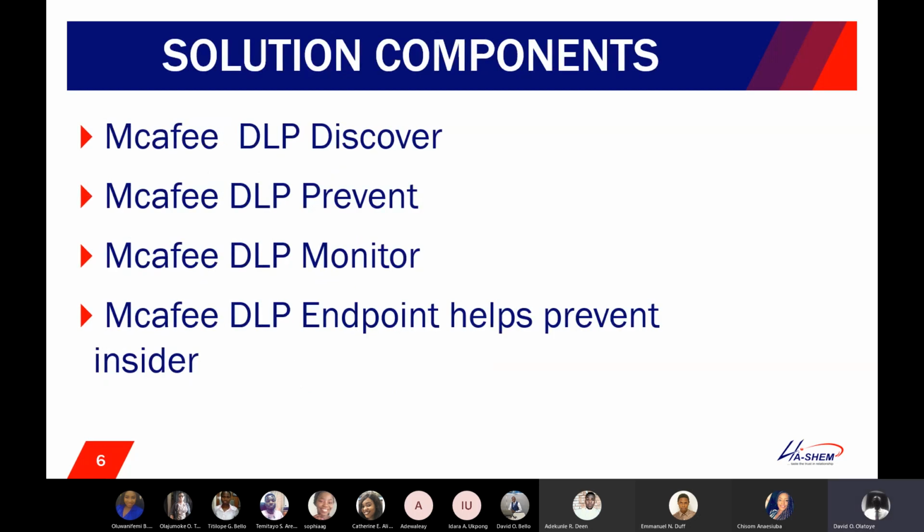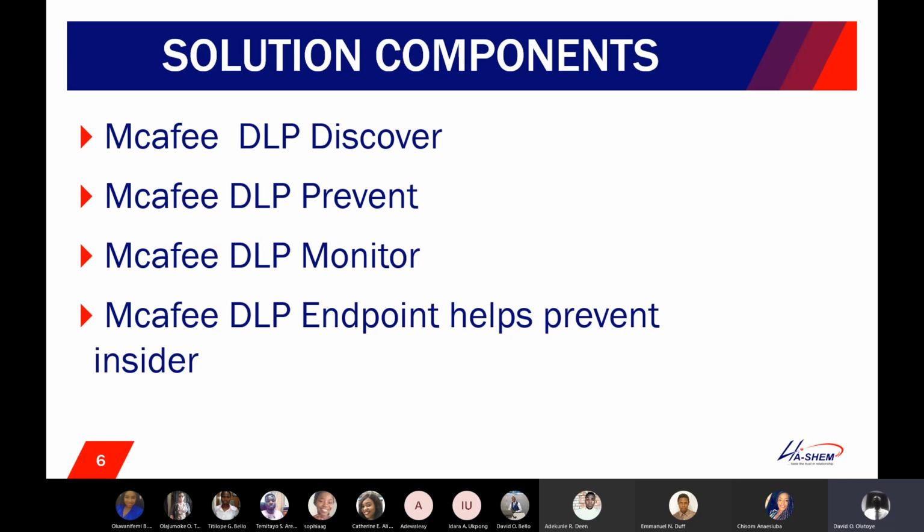Solutions of MVision. We have endpoint protection and we have DLP. Today, we are talking about the DLP products. The products have these components: the DLP discover, prevent, monitor, and also endpoint to help prevent insider threats. How does it work? All McAfee products identify sensitive data or activities. They take action on policy violations and create incidents of violation.